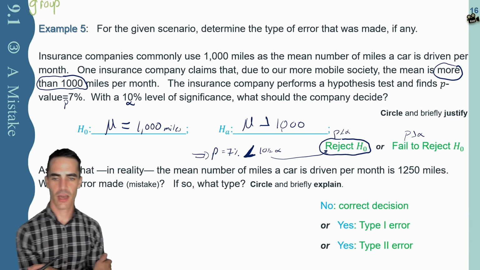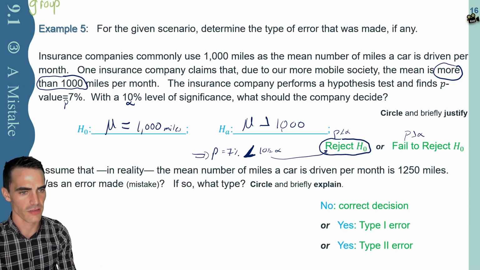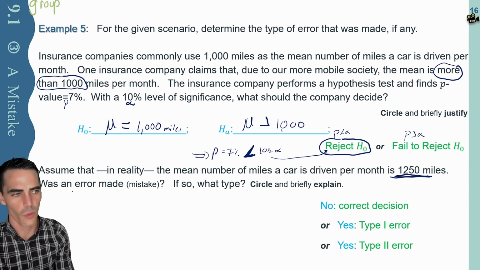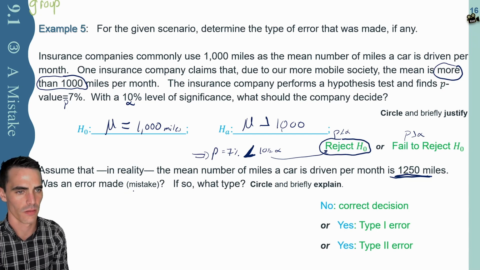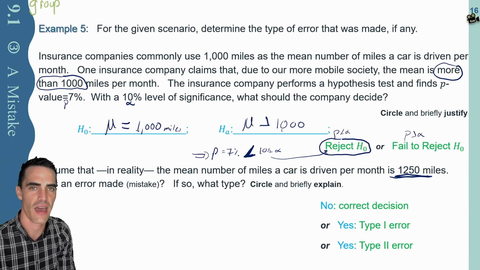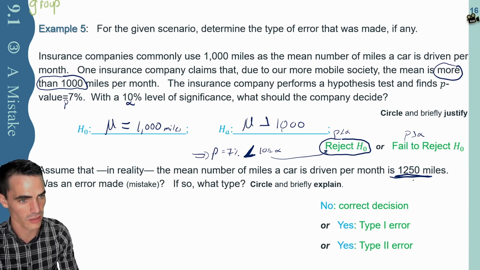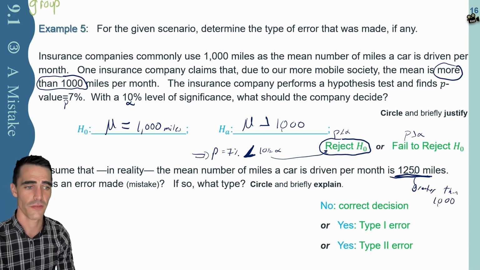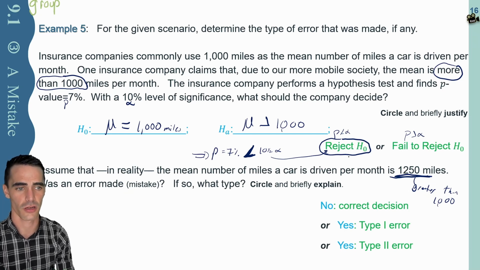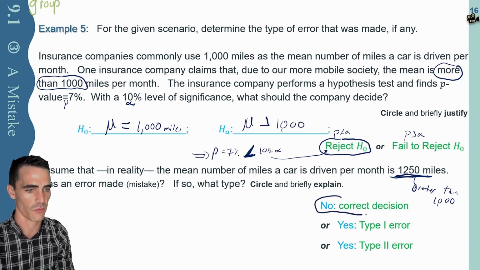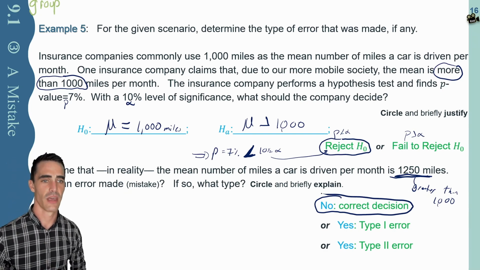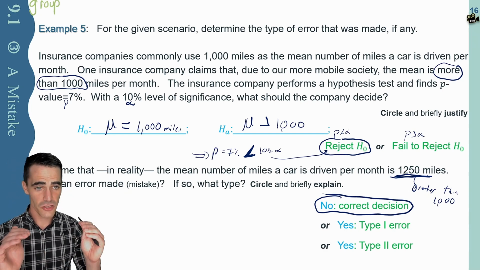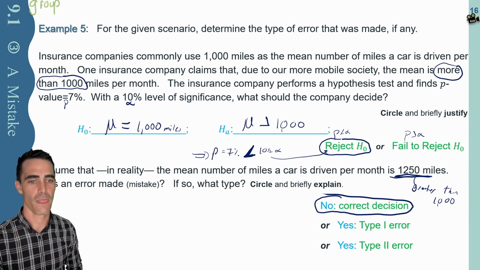Well, let's see what actually happened. Assume that in reality, the mean number of miles a car is driven per month is 1,250 miles. Was an error made? Was there a mistake? They were claiming, or the status quo was 1,000. We thought it was greater than that. And actually, look at that. This is greater than 1,000 miles. In fact, quite a bit, 250 more. So our suspicions, our claim to reject the status quo, was very correct. We made the correct decision indeed. And that's exactly what our test showed, and also apparently in reality showed as well.